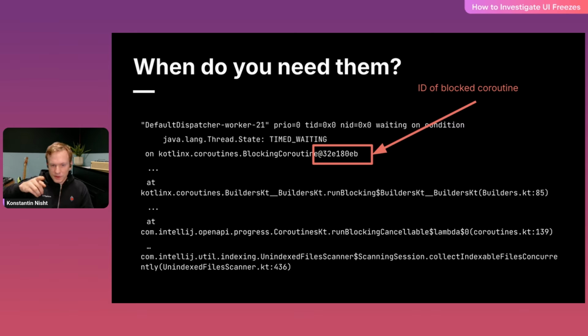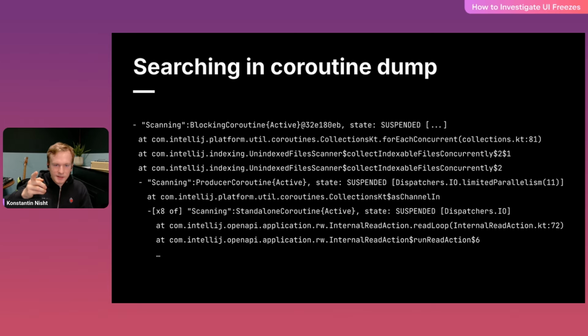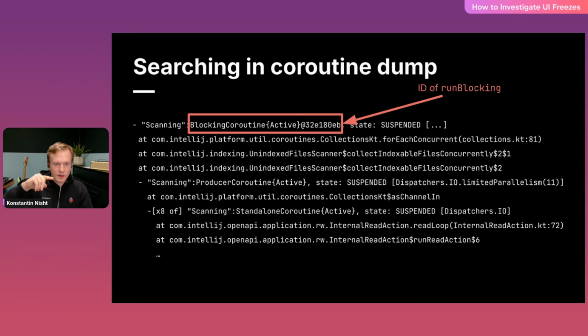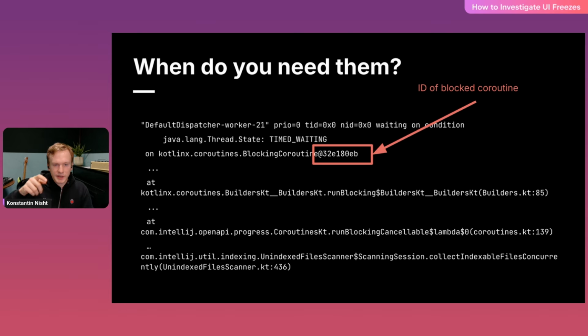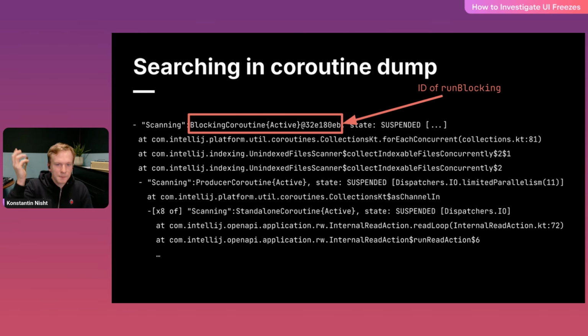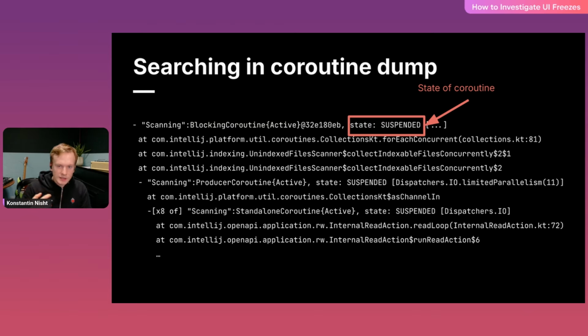We can search for this identifier in coroutine dumps and find this snippet of code. Here we see it is taken from coroutine dumps, and it is the same identifier, 32E180. You can check it, it's the same. So it's the same run blocking that matches that thread. And we can now investigate what this thread is doing and why it cannot finish. We see that this coroutine is suspended.